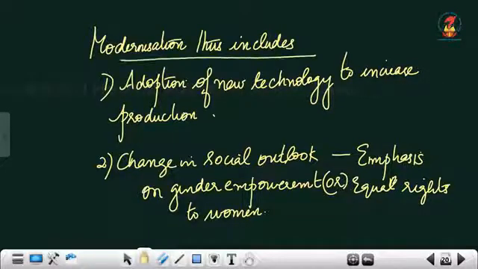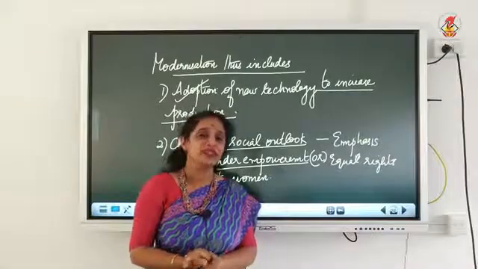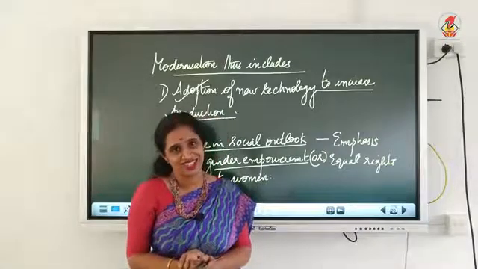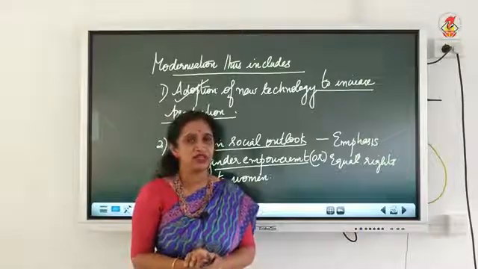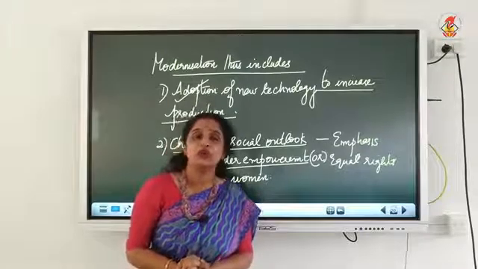Now, modernization thus includes adoption of new technology. Just now we learned, adoption of new technology for what? To increase production. And very important, the next one: modernization also includes a change in the social outlook. What do you mean by a change in the social outlook? Empowerment. It emphasizes gender empowerment. What is meant by gender empowerment? You know that in India, inequalities existed between men and women. Women were not given that much freedom before. She was allowed to do only the housework. So that kind of inequality should not be there. So in the modernization during the economic planning, what the government emphasized was to give equal rights to men and women.